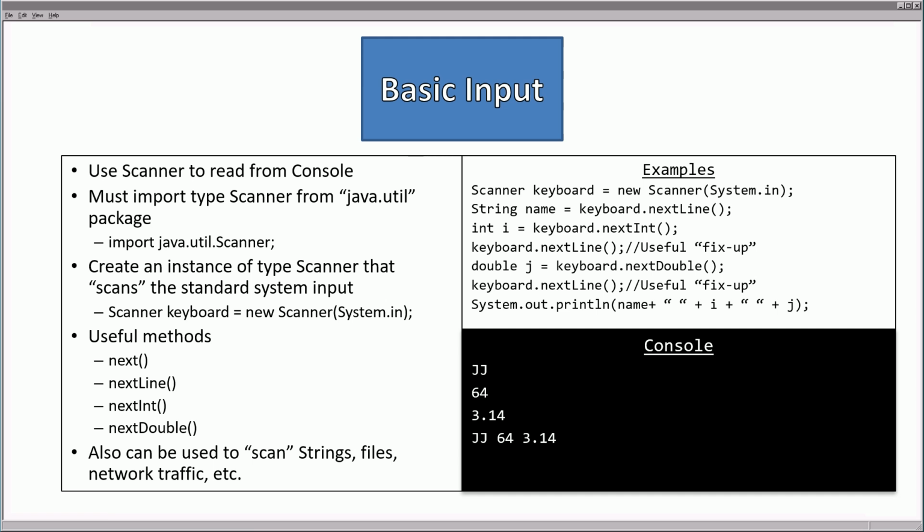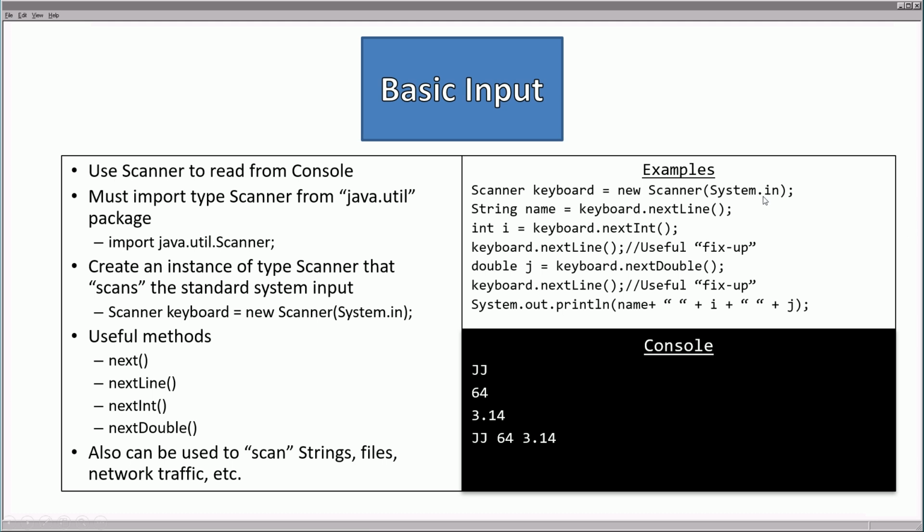Most of our discussion has revolved around primitive types, but the Scanner is a class type, which means that it has methods or functionality that's very useful. For instance, some of the most useful ones are .next, .nextLine, .nextInt, and .nextDouble. In addition, the Scanner can also be used to read strings, files, network traffic, basically anything that can be streamed. And we'll talk about that a little later on.